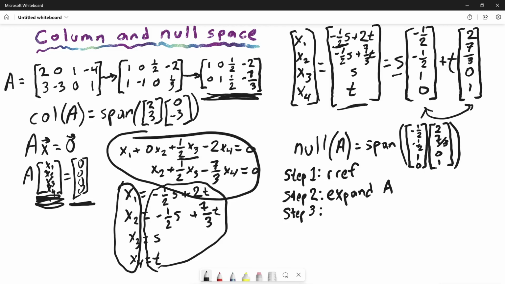Step 3 is going to be to isolate the variables and plug in values for x3 and x4, or that's just for this case. Plug in values for your free variables. Step 4 is our last step, and it is to factor out your values for your free variables.